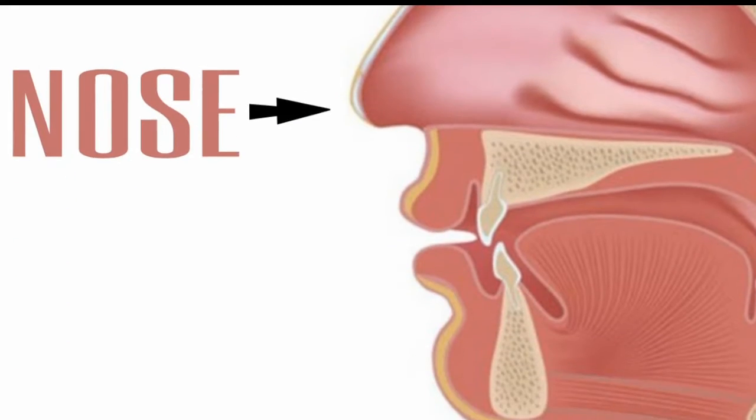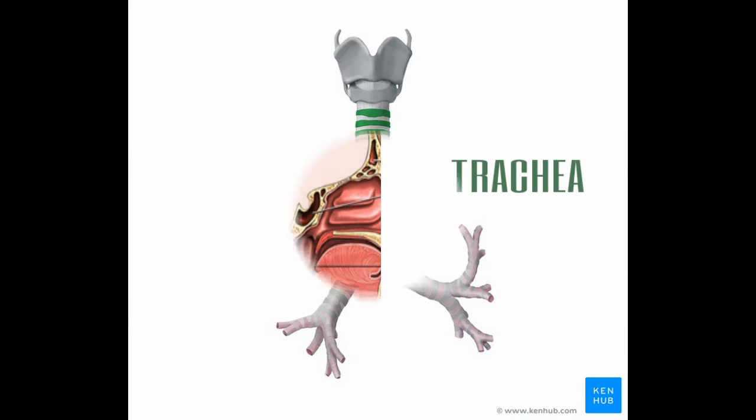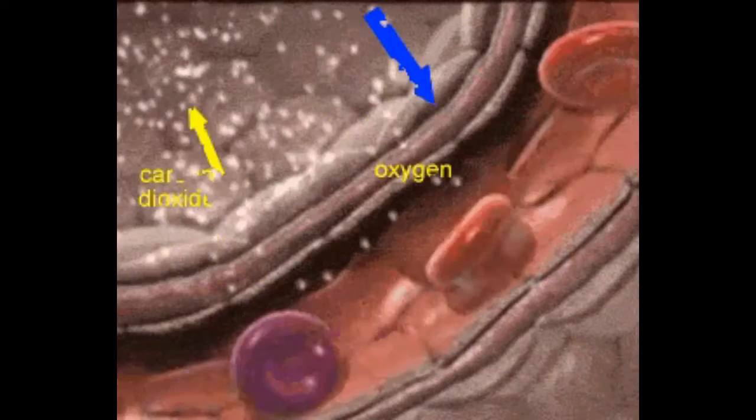of respiration. The airway, which includes the nose, mouth, larynx, trachea, bronchi, and bronchioles, carry air between the lungs and the body's exterior.